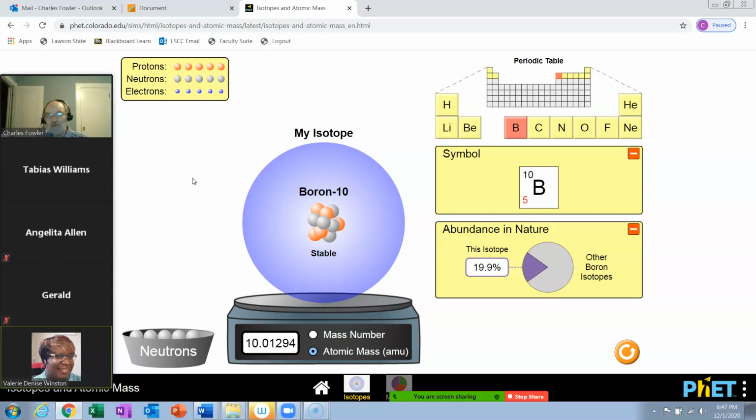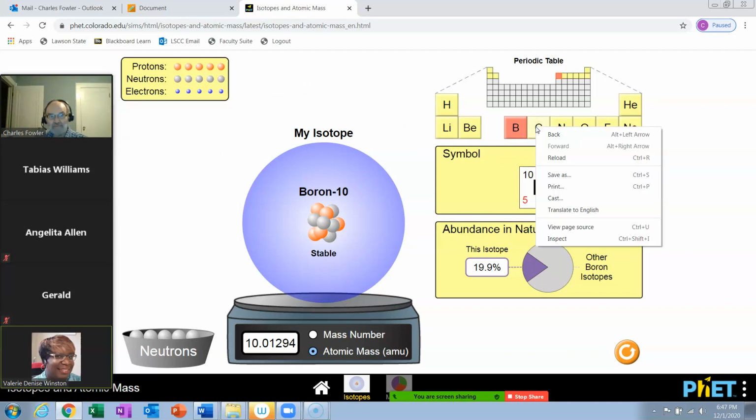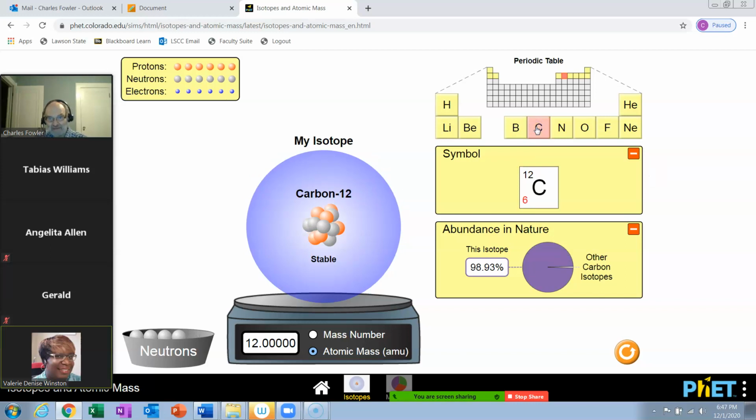Okay, so let's go to carbon. And we'll start with carbon 12. If I hit the right key. Okay, how many protons? 6. How many neutrons? 6. How many electrons? Y'all are stuck on 6, aren't you? Okay, is it stable? You better believe it is.